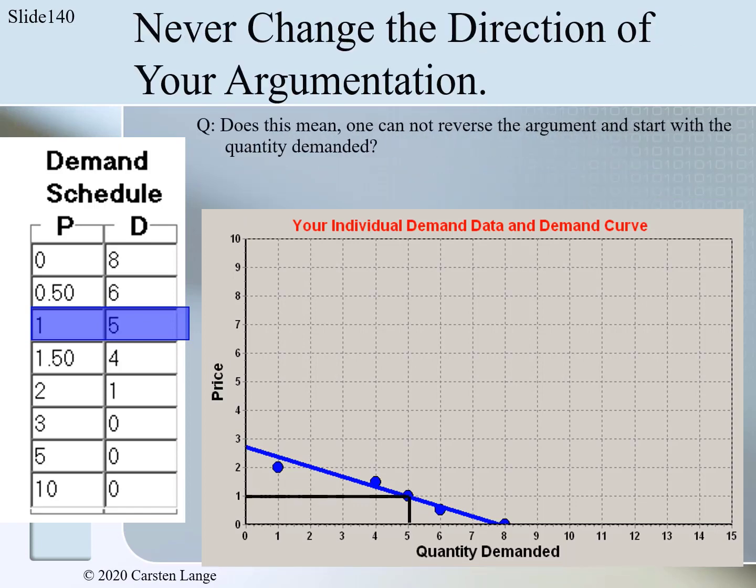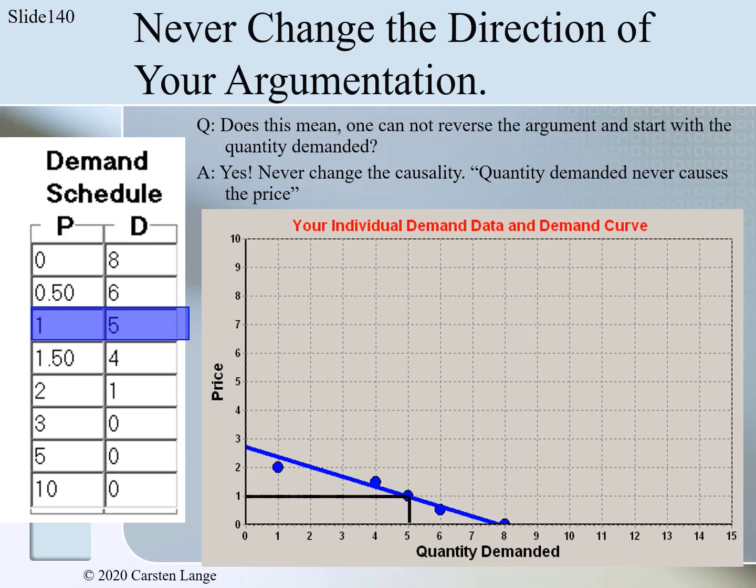Again, does this mean one cannot reverse the argument and start with the quantity demanded? The answer is yes. Never change the causality. Quantity demanded never causes the price. And we can show that with an example which will not make a lot of sense if we start with the quantity demanded. Like in the example before, the price is 1, the quantity demanded is 5 initially. Now we start with this ridiculous argument, and that shows that it is wrong to start with the quantity demanded.